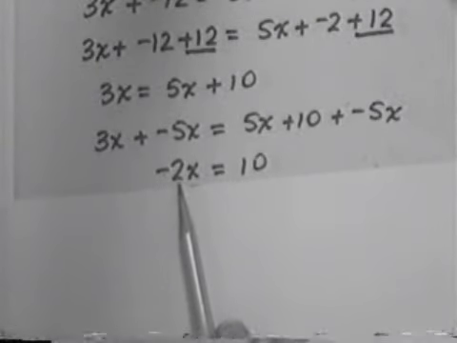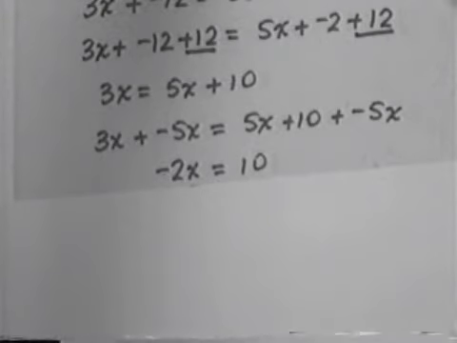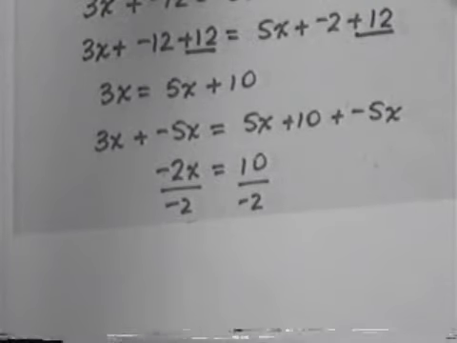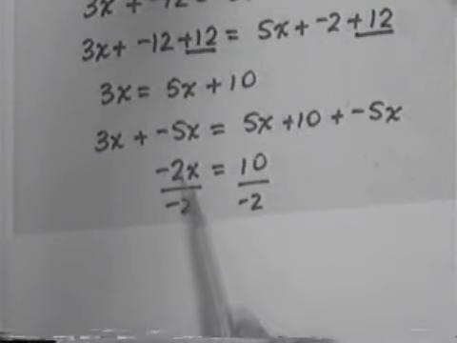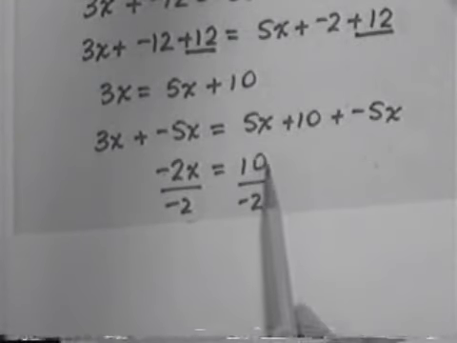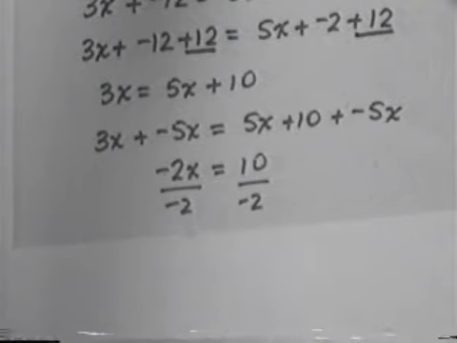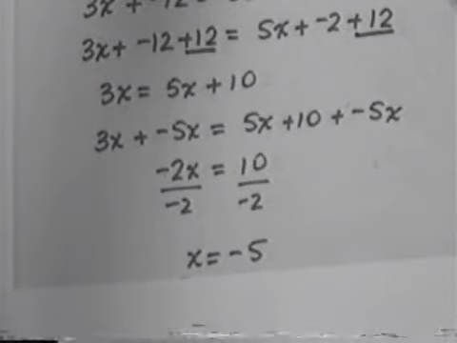To eliminate a coefficient, we divide by the coefficient, so we divide both sides of this equation by negative 2. Negative 2x divided by negative 2 is x. 10 divided by negative 2 is negative 5. And so our answer is negative 5. X equals negative 5.